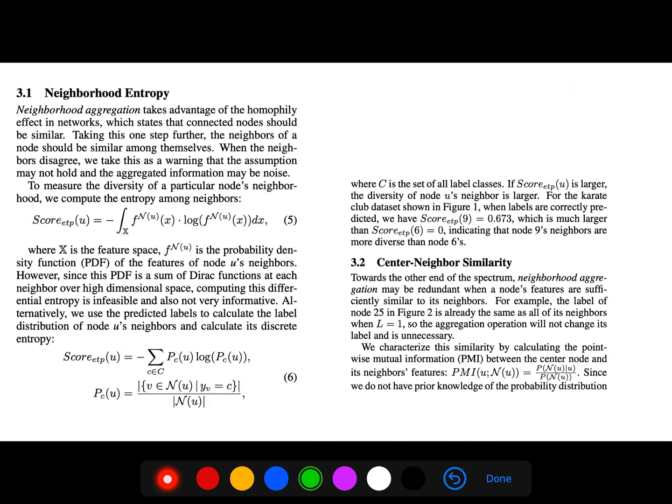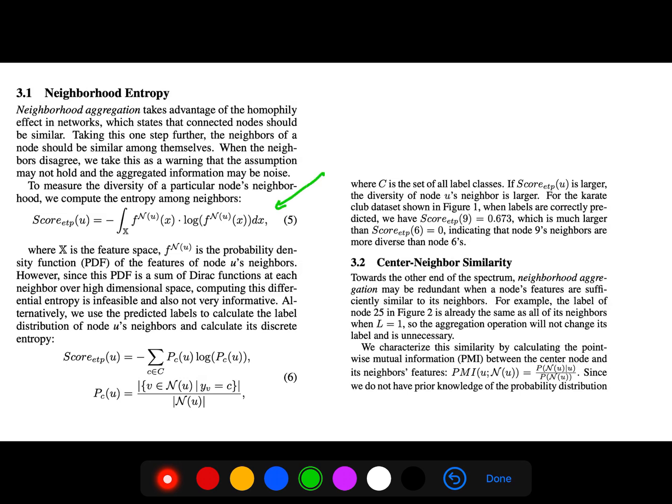Neighborhood aggregation takes advantage of the homophily effect in networks, which states that connected nodes should be similar. Taking this one step further, the neighbors of a node should be similar among themselves. When the neighbors disagree, we take this as a warning that the assumption may not hold and the aggregated information may be noise. To measure the diversity of a particular node's neighborhood, we compute the entropy among neighbors.